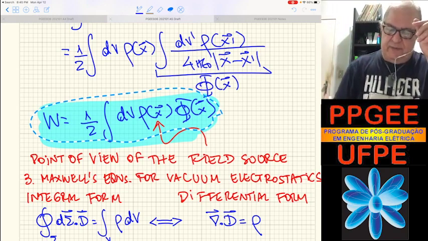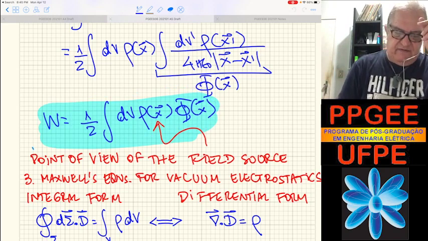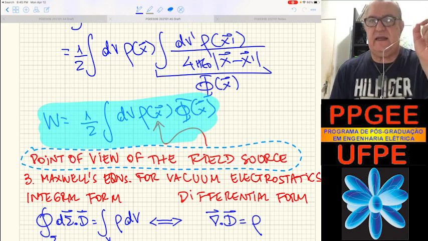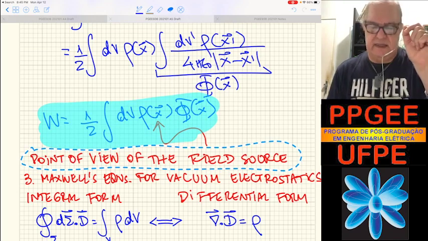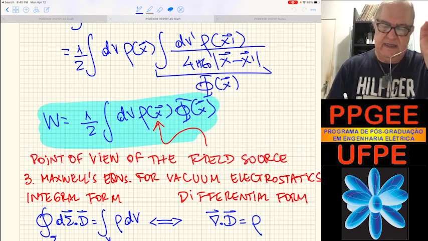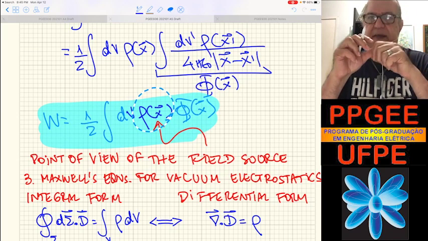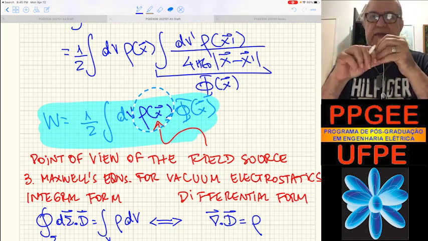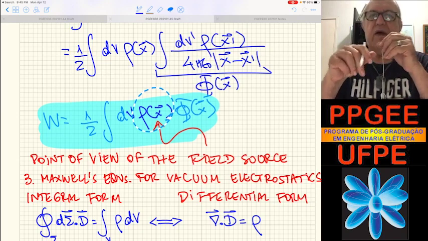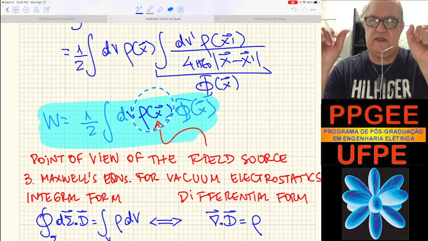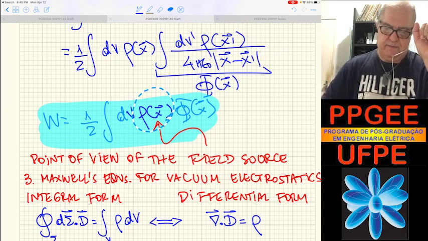This is called the point of view of the field source, because explicitly the term that appears in the integral is the charge density here. Okay? In a couple of minutes, we're going to show this expression from the point of view of the field itself, in which charge doesn't appear in the expression. Okay? All right.